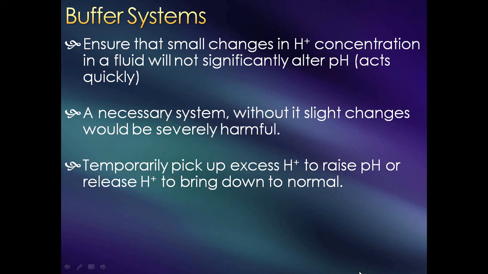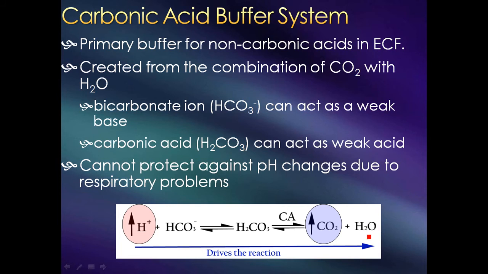Before we do that, though, let's talk about our most common buffer system in our body, and that is the carbonic acid bicarbonate buffer system. In reality, the carbonic acid bicarbonate buffer system is just this side of the equation here, just this reaction. This buffer is the primary buffer used in our blood plasma and our interstitial fluids.